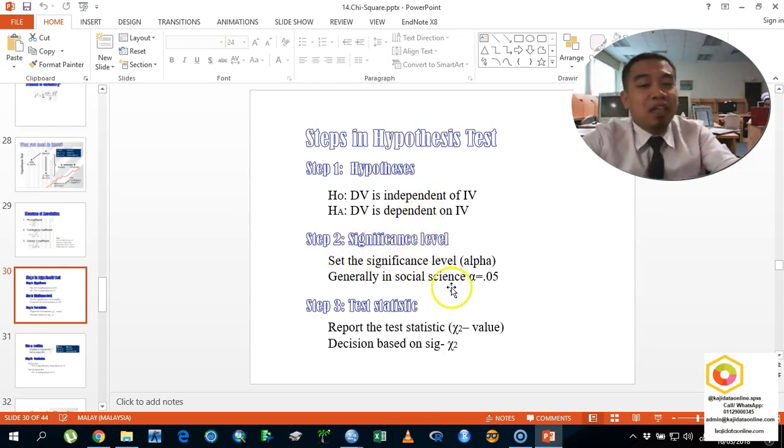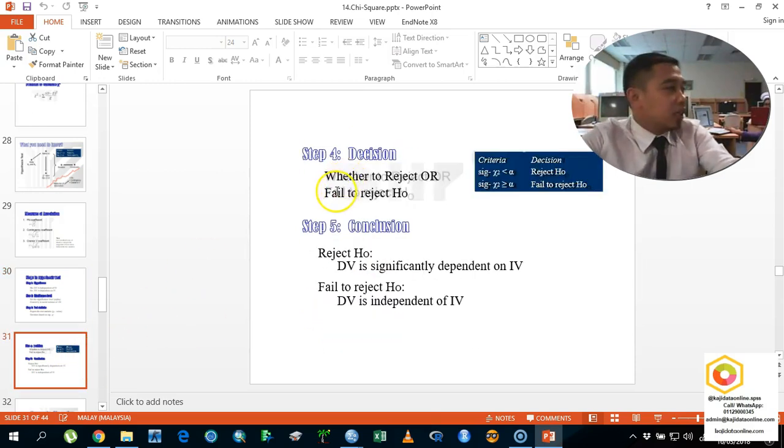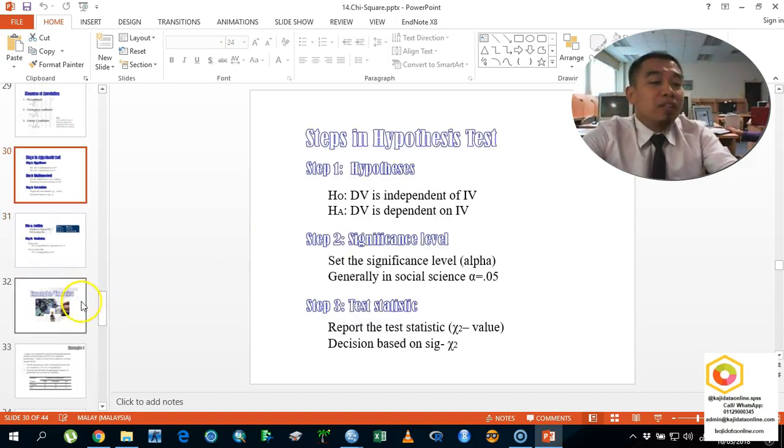The next one is the significant level. Most scholars suggest that alpha is equal to 0.05. And then we run and report the statistical values. Next, we make a decision to reject or fail to reject, which is similar to correlation. If we reject the null hypothesis, there is correlation. If we fail to reject the null hypothesis, there is no correlation. The same goes here. If you reject the null hypothesis, the DV is dependent on the IV. If you fail to reject, the DV is independent of the IV. Independence means not dependent, not influenced, not correlated, not associated. Okay, so now we are going to run the data.